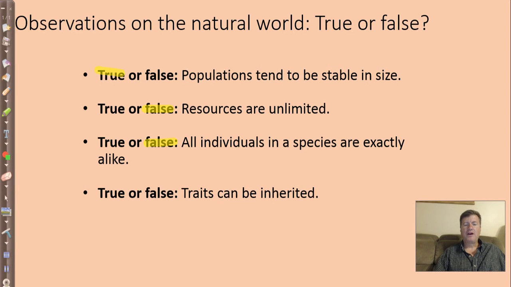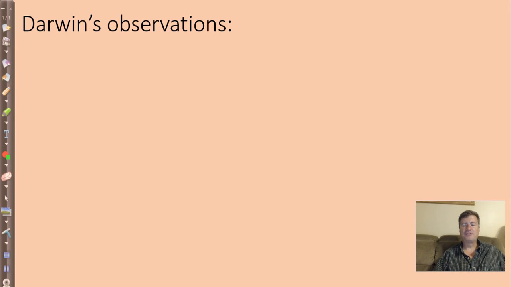Okay, traits can be inherited. Yeah, we understand genetics and DNA now, we can say there's probably ways that traits can be inherited or passed on from one generation to the next. So think about these statements. Populations tend to be stable, resources are limited, individuals are different, and traits can be inherited. These all are interesting ideas that are at the core of what Darwin suggested.